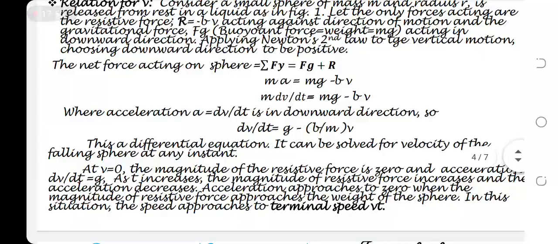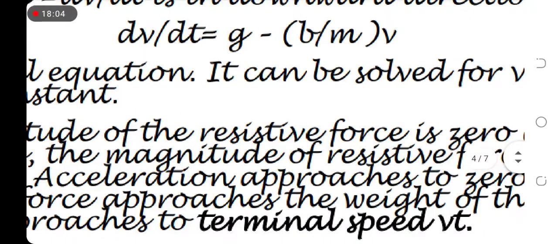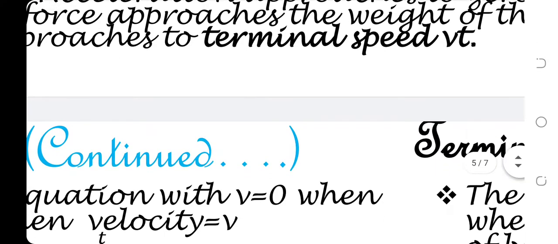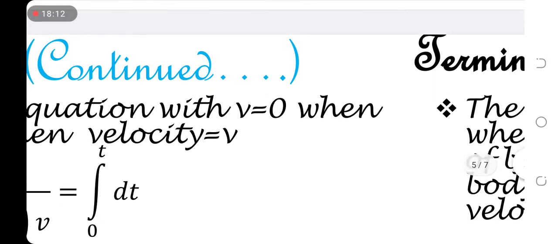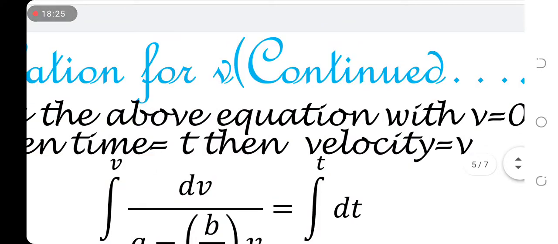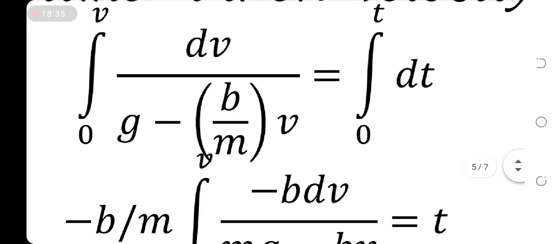Now integrating the above equation on both sides by using boundary conditions. Here the boundary condition is that when time is 0, then velocity is also 0. As the time passes to t, then velocity becomes v. So integrating the above equation and separating the variables, we have this relation.